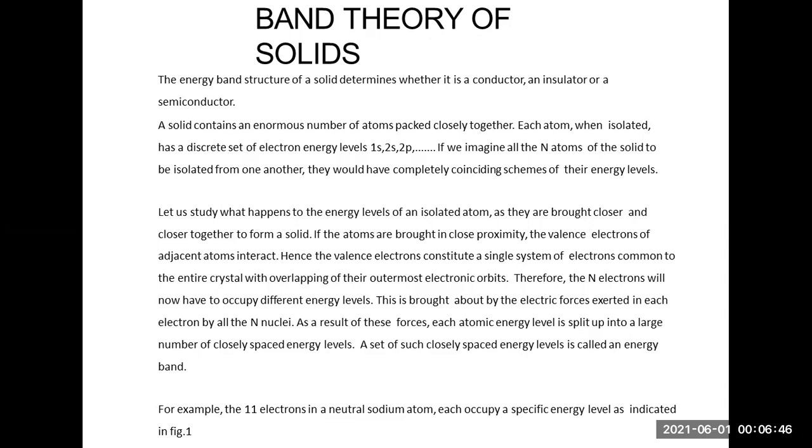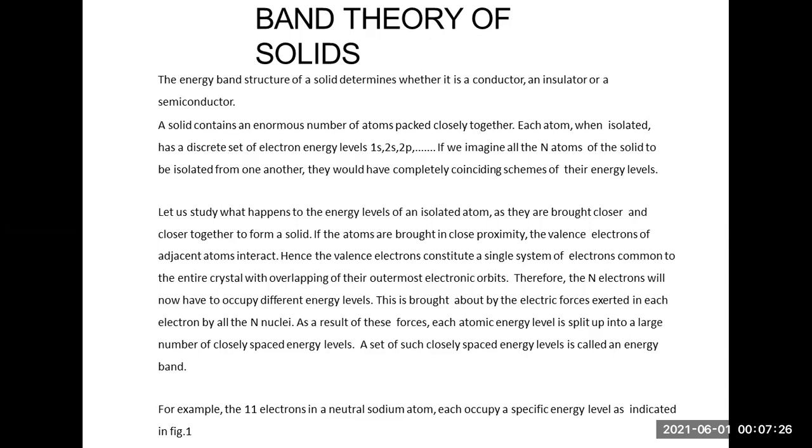If the atoms are brought into very close proximity, the valence electrons of the adjacent atoms interact. Hence, the valence electrons constitute a single system of electrons common to the entire crystal. With this example, you can see what we have done. We take only one atom, which will have some energy level, and as the number of atoms increases, the n electrons will occupy different energy levels.